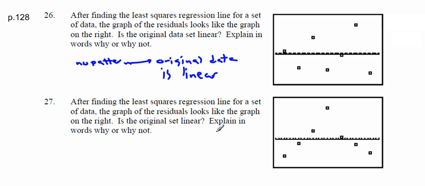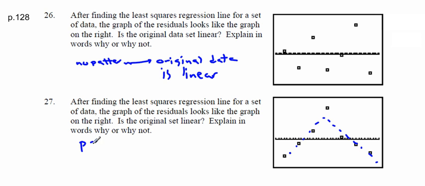Okay, let's look at 27. Take a look here. Now we've got a definite pattern. We've got some points below the line, then above, then below again. So we've got kind of this up and down pattern. If we see an up and down pattern, either in an N shape or a U shape, that means our original data is probably not linear.